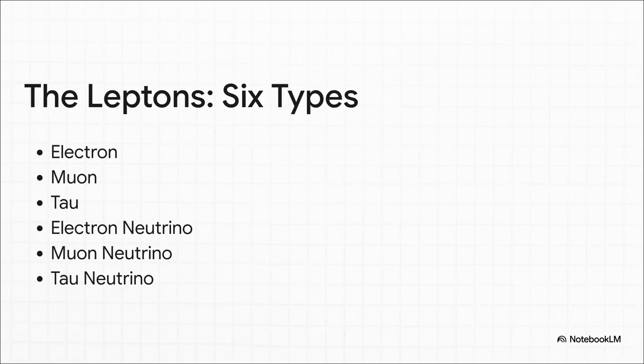The lepton family follows the exact same pattern. There are 6 of them, again, sorted into 3 generations. The first generation, that's our everyday stuff. The electron and its super lightweight, kind of ghostly partner, the electron neutrino. Then the next 2 generations are just heavier, bulkier copies of the first. You get the muon and its neutrino, and then the even heavier tau and its neutrino.